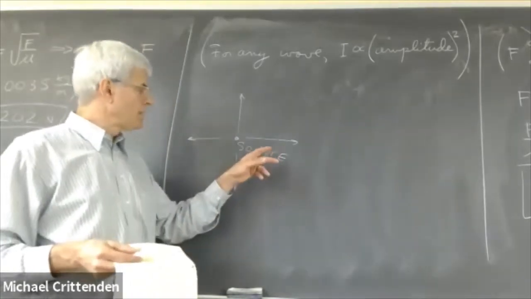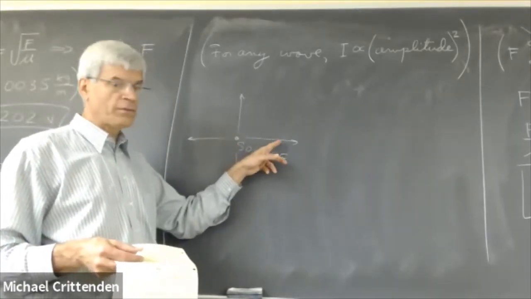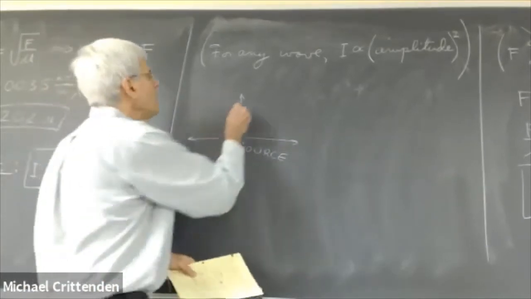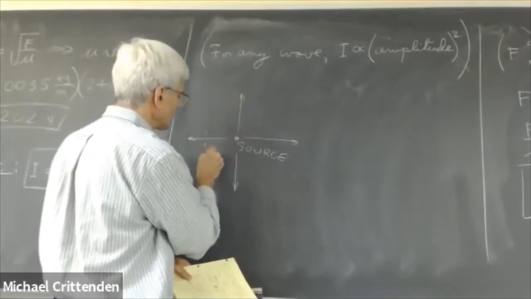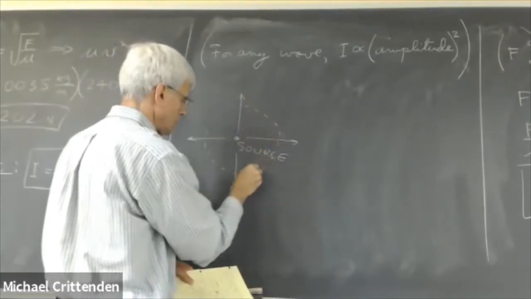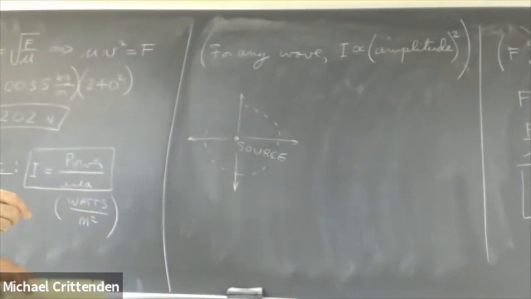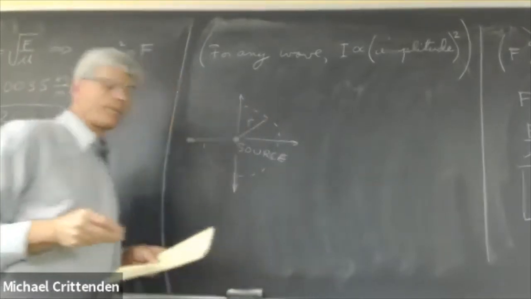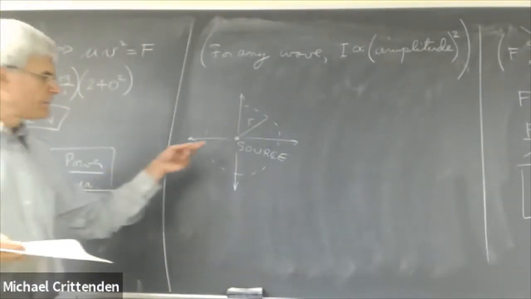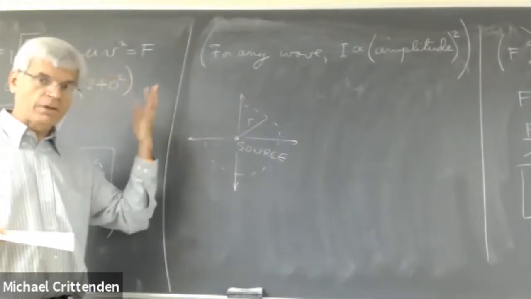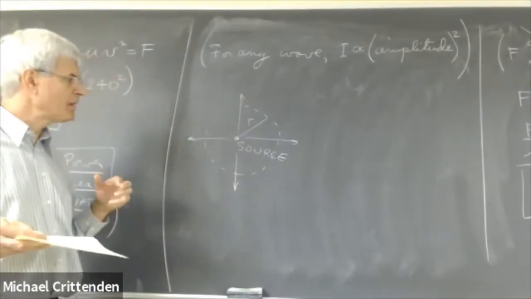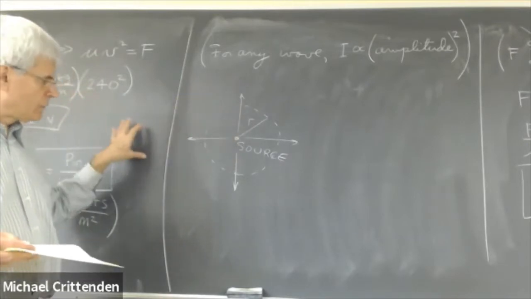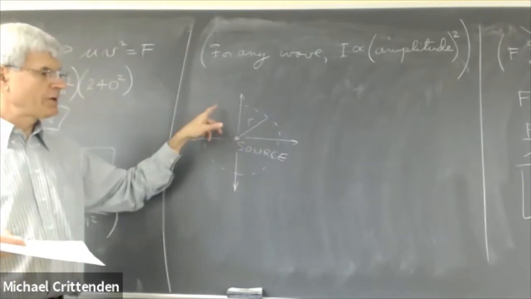What if I want to know the intensity a certain distance from the source, 1 meter away or something like that? Well, imagine a sphere of radius r around that source, okay? Just an imaginary surface, something you're picturing in your mind. As the waves travel outward, they pass through this imaginary surface.